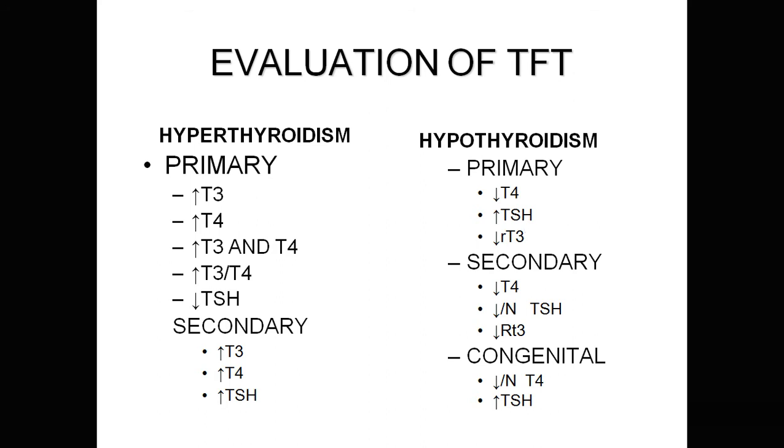In secondary hypothyroidism, there is a decreased T4 and T3 level and a decreased TSH level. So the thyroid stimulating hormone level decreases in the case of secondary hypothyroidism. While in congenital hypothyroidism, there is an increased TSH level, similar to primary hypothyroidism.